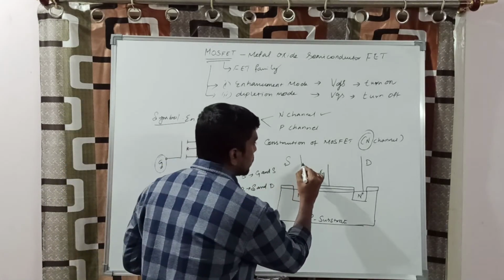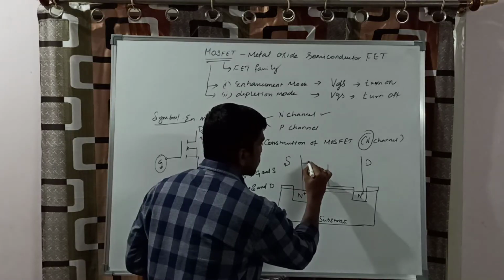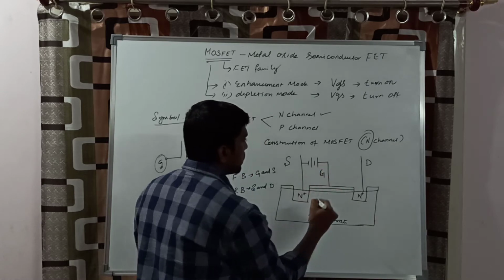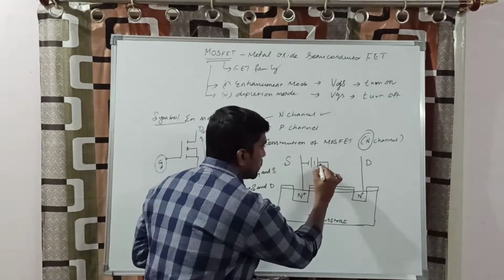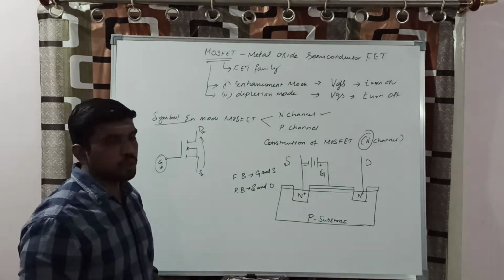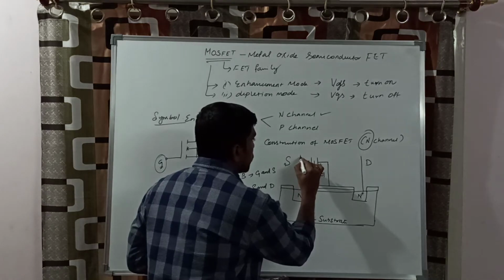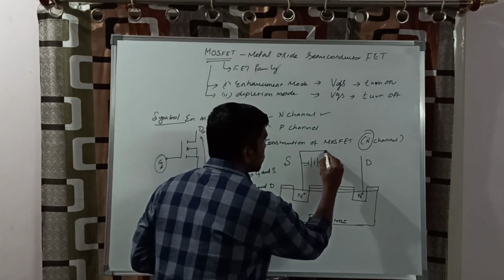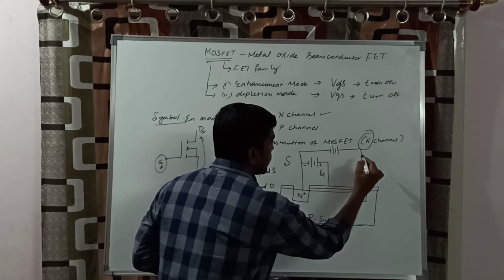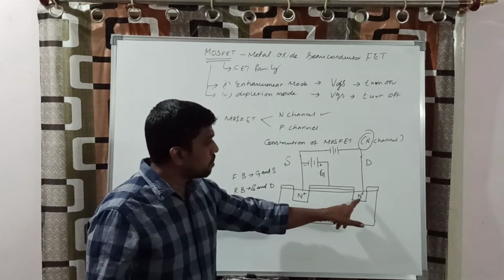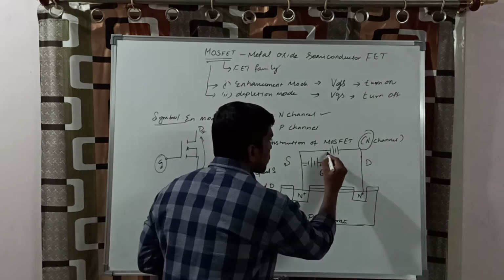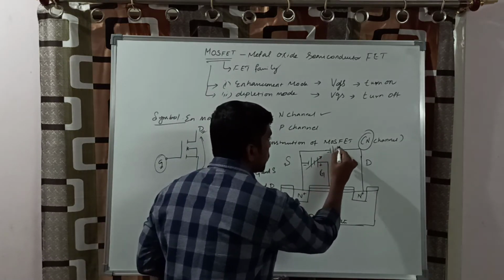First you assign the forward bias. The positive is connected to the gate, negative is connected to the source terminal. We can use one more biasing circuit. The source is also negative, the drain is connected to positive. This N plus is connected to the positive, this N plus is connected to the negative. It's a variable voltage source.